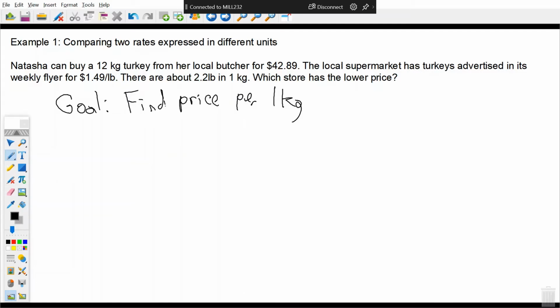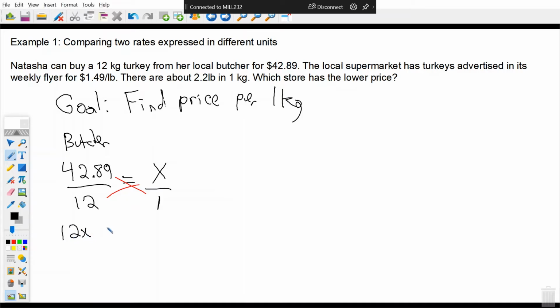Okay, so this is the butcher. If we pay $42.89 for 12 kilograms, we want to figure out what we pay for 1 kilogram. To solve this, just like you would have throughout your high school time, you cross multiply and divide. 42.89 times 1 is 42.89. 12 times x is 12x. I won't show these steps every time, but I will for the first one.